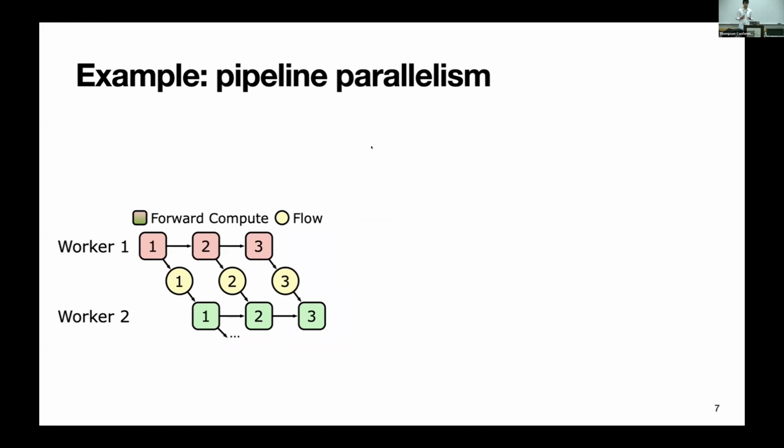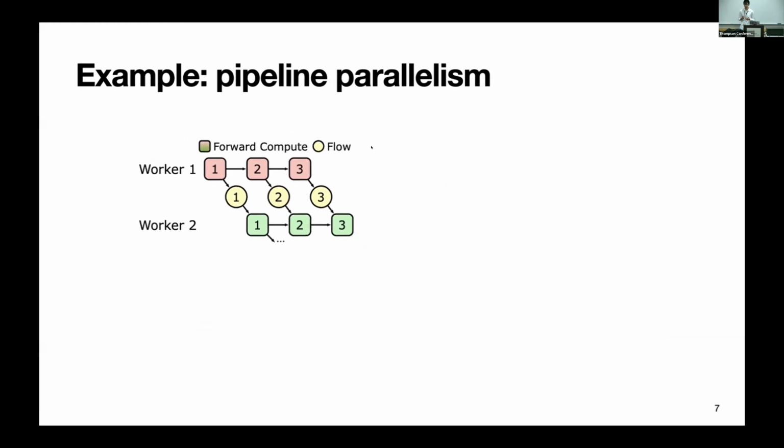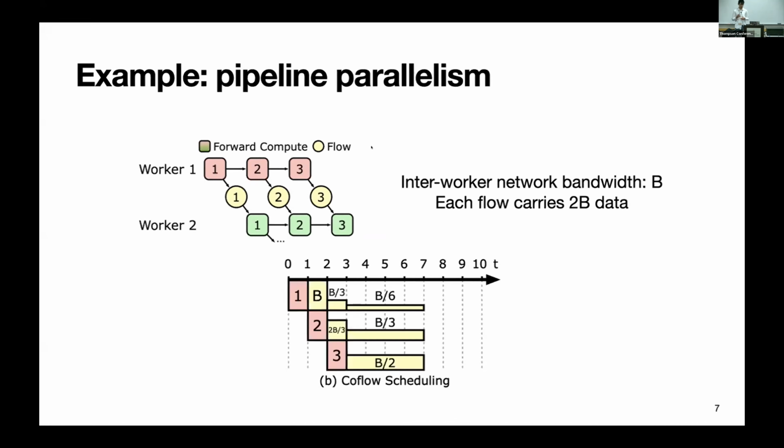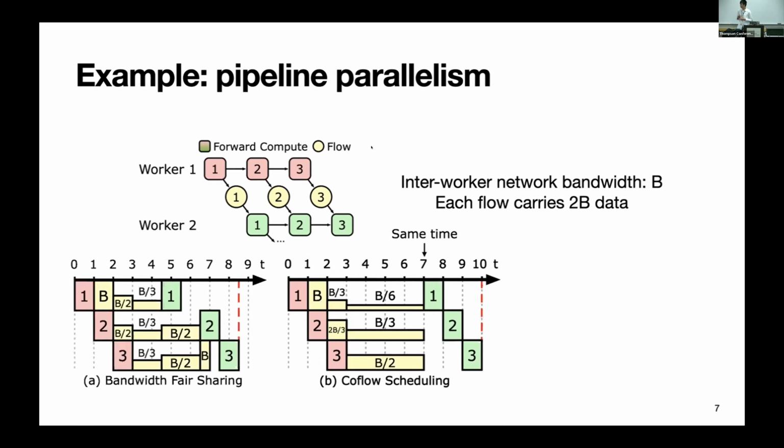So the problem with modeling these flows is that the communication patterns in distributed training are more sophisticated than those in traditional big data applications, and the flows may not finish at the same time. In the example of pipeline parallelism, the computations form a staggered manner, so the flows should similarly finish in a staggered manner. So suppose the interworker network bandwidth is B, and each network flow carries 2B units of data. If we are to use CoFlow scheduling naively, it will make all flows finish at the same time. And it takes 10 seconds to finish this training phase, which is even worse than fair bandwidth sharing.